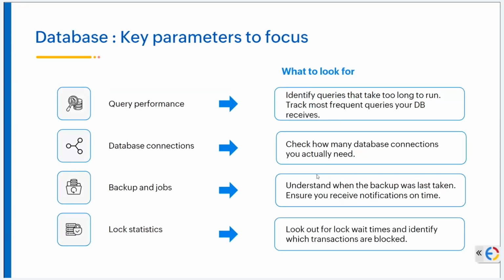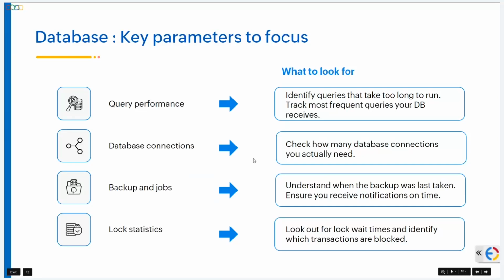Moving on to databases, the key metrics or parameters that you need to focus on for databases are the query performance, where you can identify queries that take too long to run. You can track the most frequent queries in your DB, and also database connections, backups and jobs, and log statistics. Slow queries can significantly impact the application response time and user experience. Applications Manager empowers you to monitor the query performance within your database servers effectively.